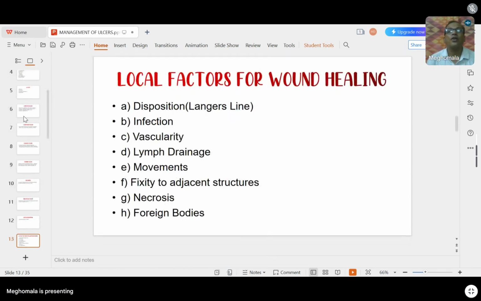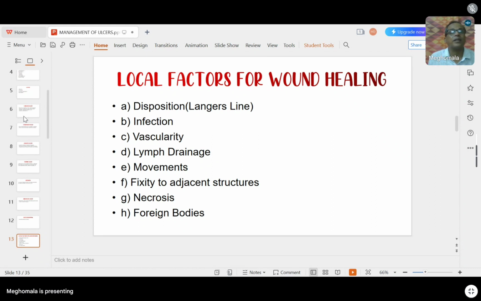Then local factors for wound healing. What are the factors which promote or delay wound healing? First is Langer's disposition. If the wound is parallel to Langer's line, then it heals rapidly. But if it is not parallel to Langer's line, it takes time to heal.